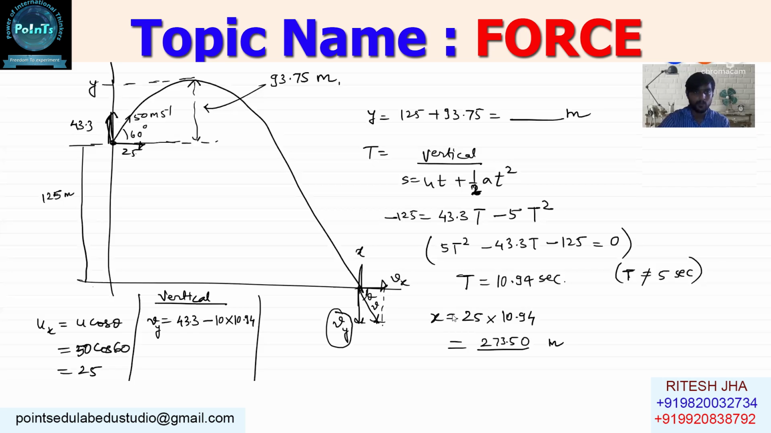So what is the answer? Minus 109.4, plus 43.3, is minus 66.1 meters per second. Now you know Vy. So can you get the value of V?